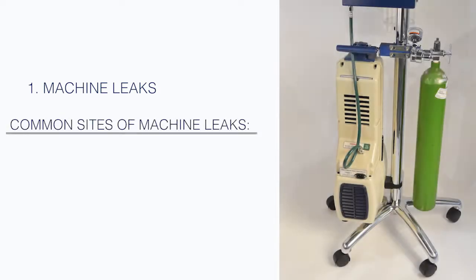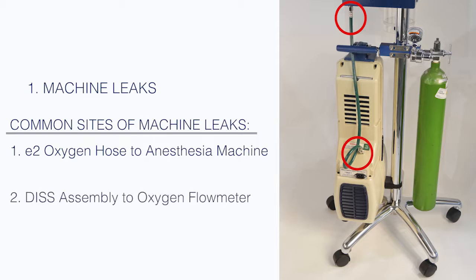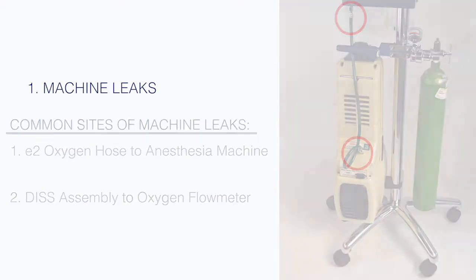Common sites of anesthesia machine leaks include where the oxygen hose attaches to the anesthesia machine, shown here. Both sites could potentially be the cause of a leak. Where the disassembly attaches to the oxygen flow meter. This attachment will vary based on the manufacturer of your anesthetic machine.